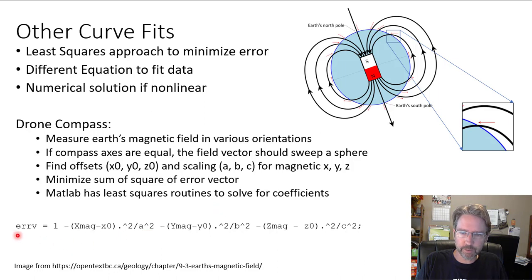So here's the error calculated for a 3-axis compass calibration, where we have the magnetic measured minus this thing that we're solving for, the offset, divided by the scaling for the x-axis, y measurement minus the offset divided by the scaling, and so forth. So if it's a perfect sphere, this will add up to 1, so we figure that out, and this is the error that we would square and sum over all of the different measurements.